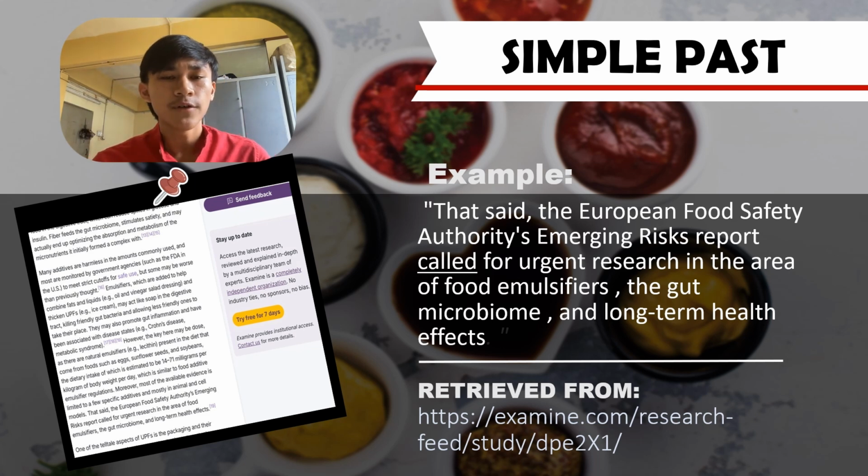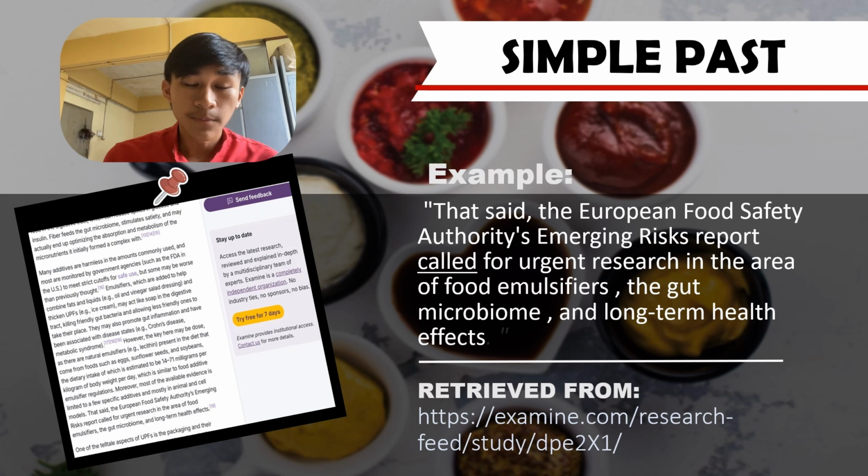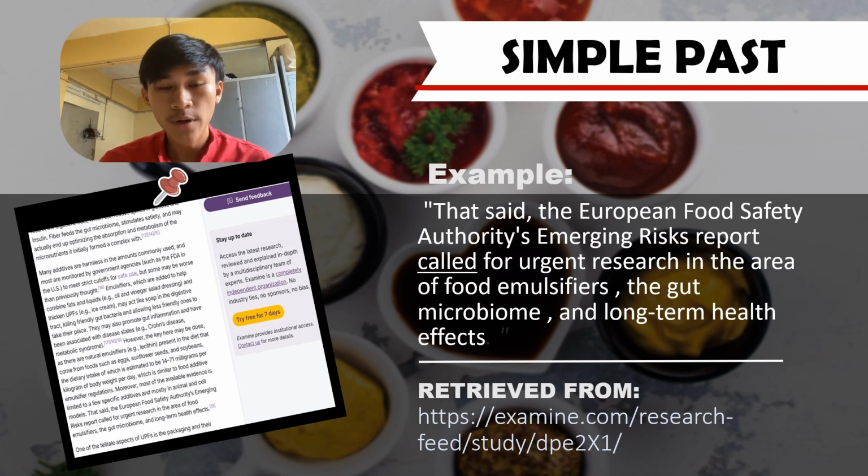So for the be verb, for a singular subject, we add was after it, and for a plural subject such as the students, we add were after it. So for the singular, the student was. For the plural, the students were.